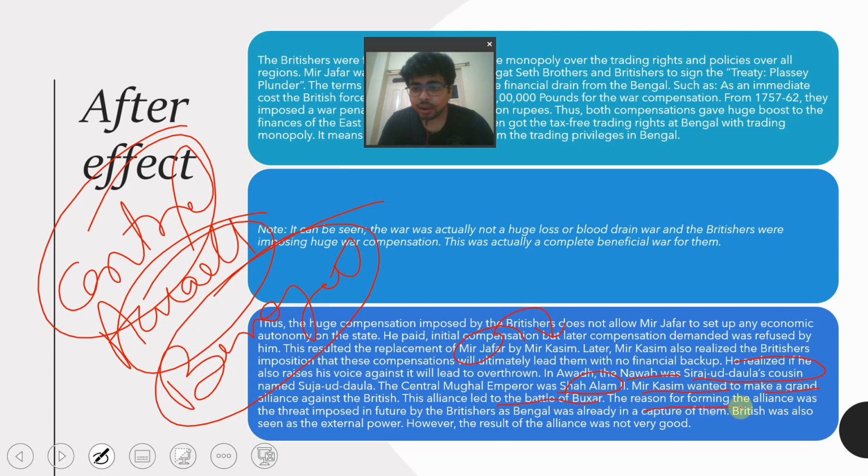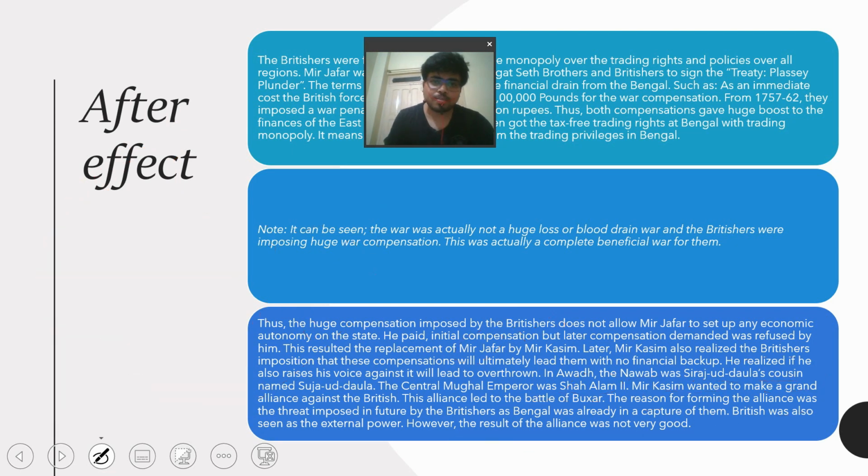The reason for the alliance was the threat posed in the future by the British, as Bengal was already captured by them. Awadh was also in fear: if we don't take action right now, they will move forward and capture Awadh as well. Similarly, the central Mughal authority was also in fear. The British are becoming more powerful, and in the end they may capture our regions as well, and they have technological equipment for the fight. So the British were seen as an external power. However, the result of the alliance was not good, and they lost the Battle of Buxar.